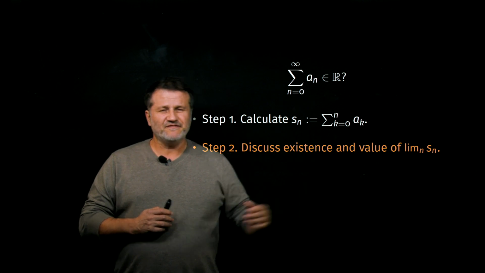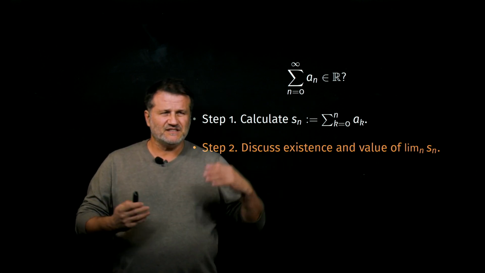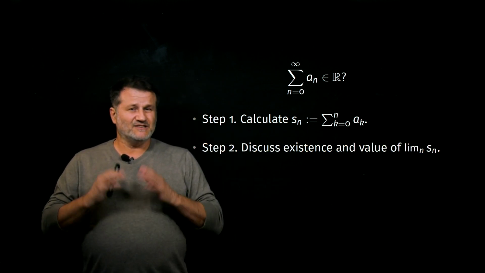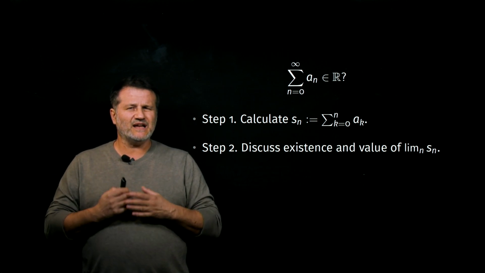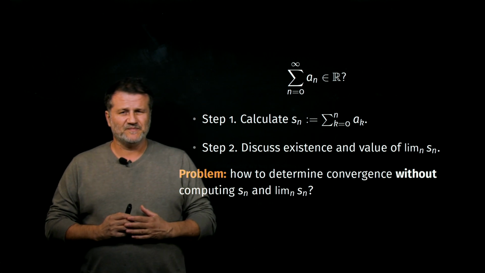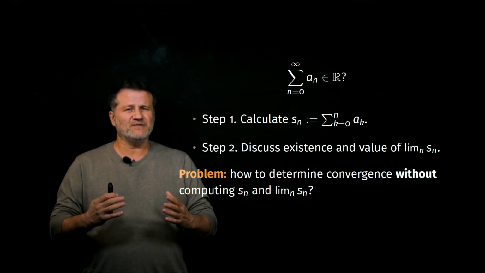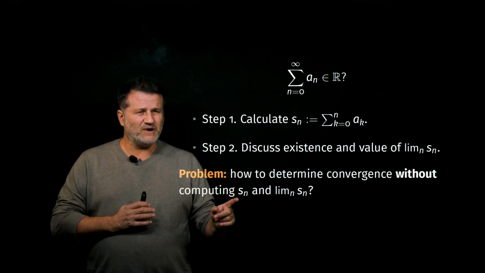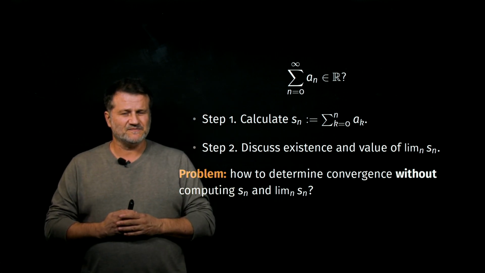If the limit is infinite, the series is divergent, while if the limit does not exist, the series is indeterminate. The problem is that, in general, it is very difficult, if not sometimes impossible, to calculate partial sums in a way that allows us to compute the limit. So a natural question arises whether there is another way to determine if a series is convergent or not that does not require computing partial sums and discussing exactly the limit of partial sums.